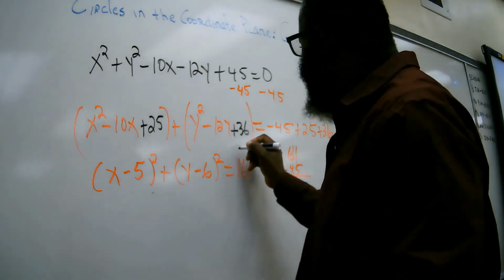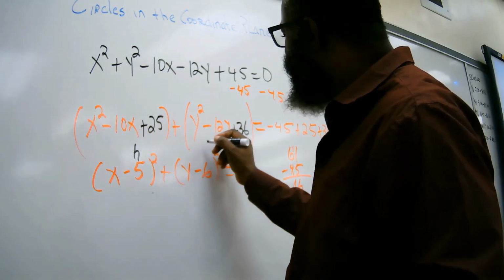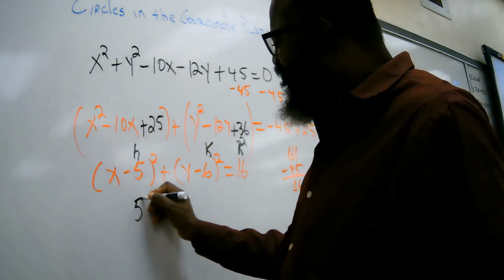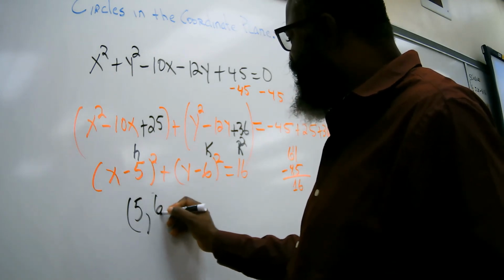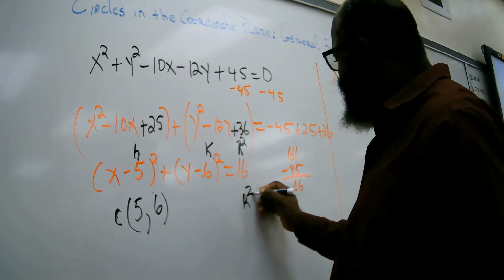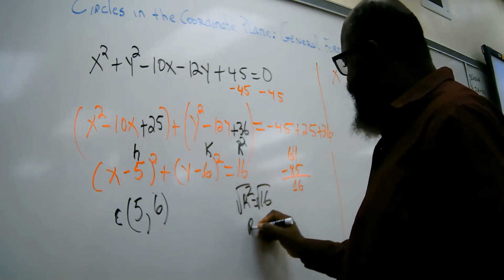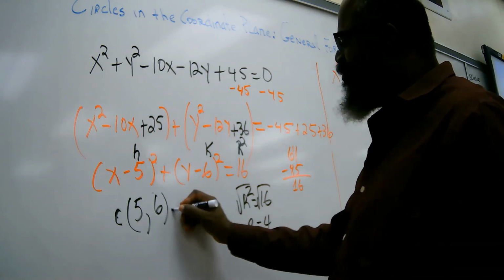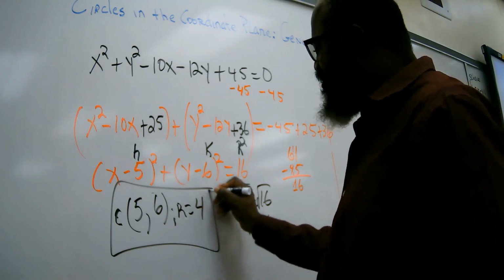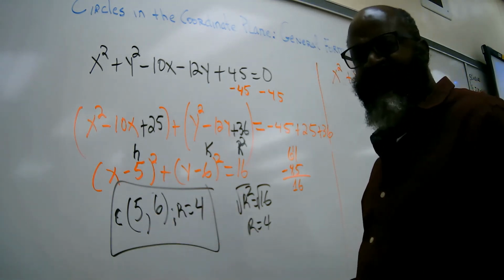So this is your r squared, this is your h, this is your k. We only need to take the opposite of what's inside the parentheses. That will be 5, that will be 6, that is the center, and r squared is equal to 16, and we have to take the square root of each one. Therefore r is 4. This is what you are looking for. Then you're done. The center is 5, 6 in the first quadrant, and r is 4.